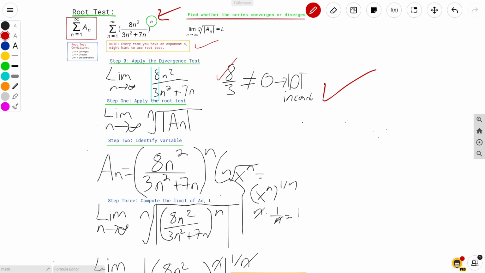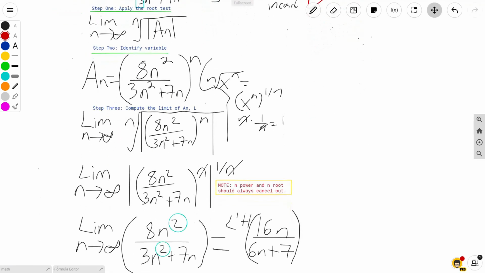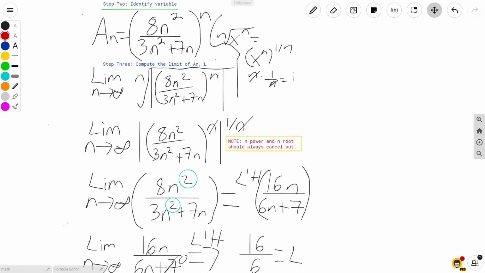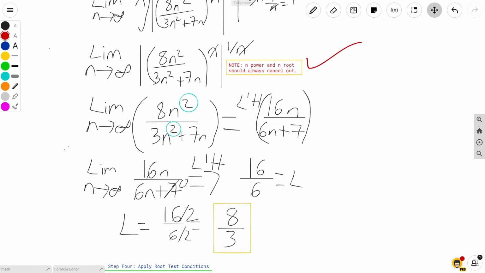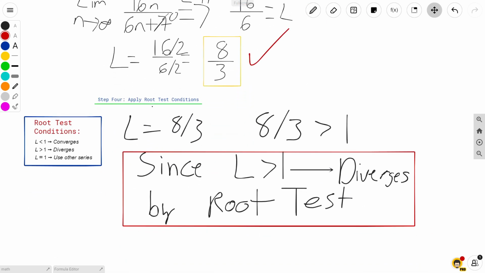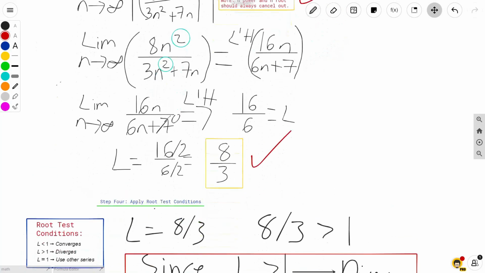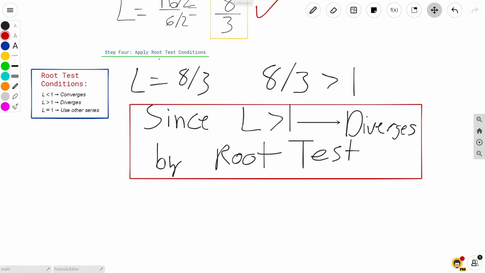And in step 3, we applied the root test. And then we did L'Hopital's rule a couple times. We made a note right here stating that the nth power and nth root should always cancel out, which is what we did right here. And then we got our L, and our L was computed to be 8 over 3. And the next step and the final step was simply to apply the root test conditions. And since L is greater than 1, this specific series diverges by root test.